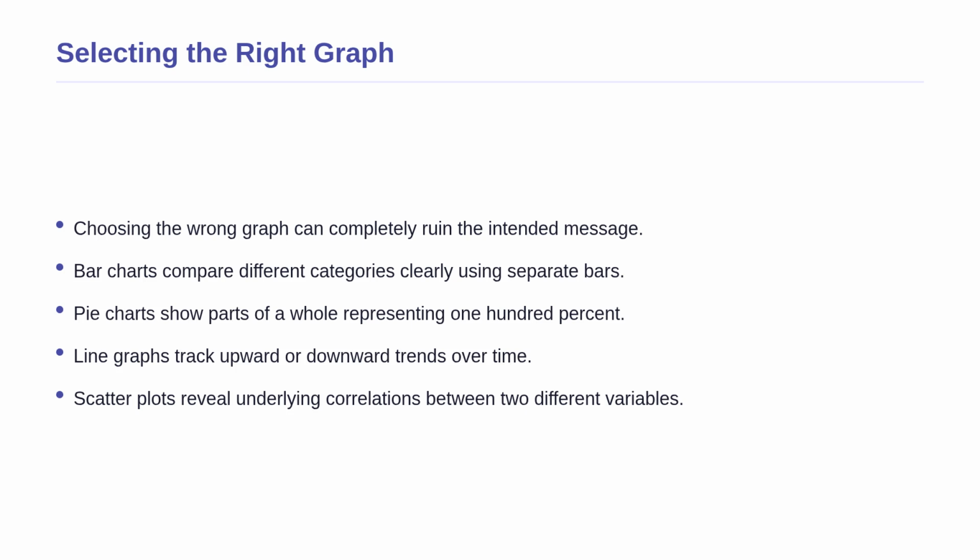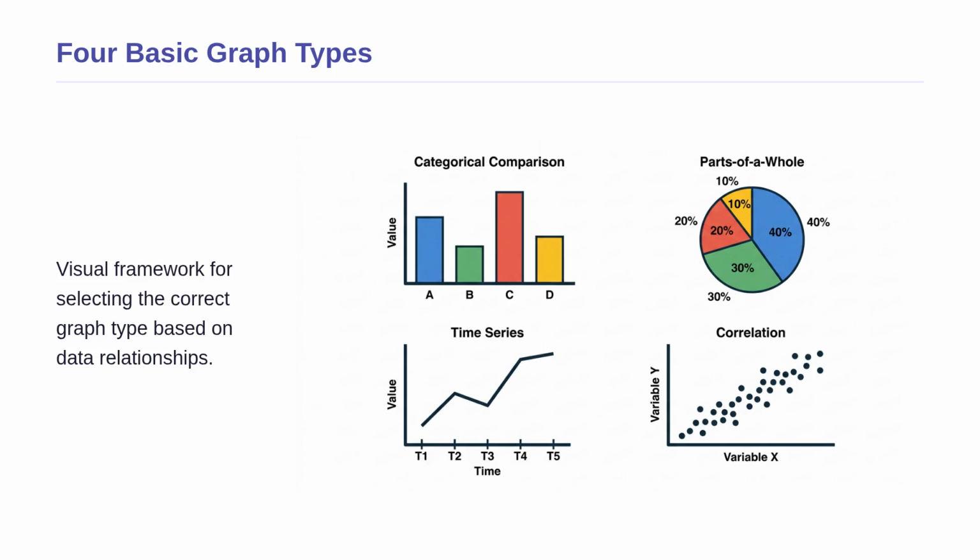To show parts of a whole, like a monthly budget, we use a pie chart. When tracking changes over time, such as daily temperature, a line graph is best because connected dots show trends perfectly. Finally, to see if two variables are related, we use a scatter plot to reveal underlying correlations. Let us look at exactly what these four basic graph types look like.